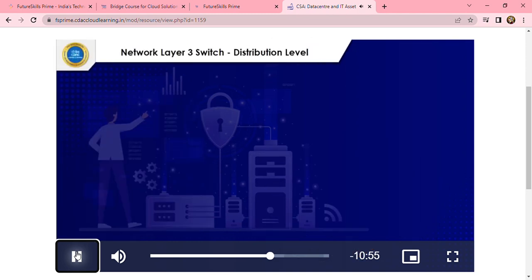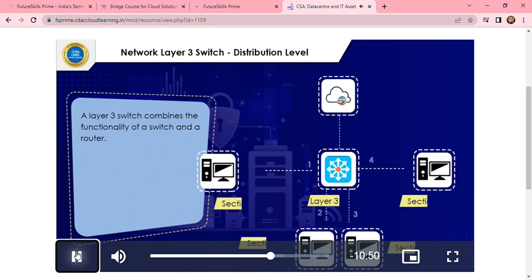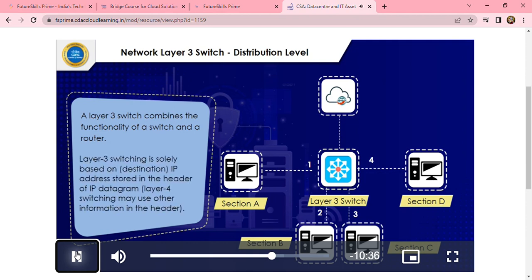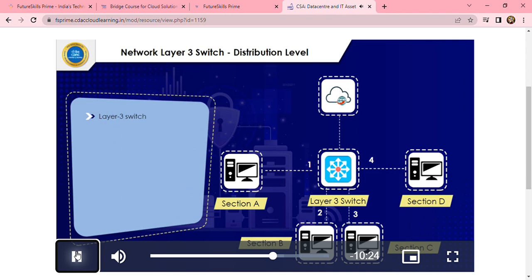Network Layer 3 switch, distribution level. A Layer 3 switch combines the functionality of a switch and a router. It acts as a switch to connect devices that are on the same subnet or virtual LAN at lightning speeds, and has IP routing intelligence built into it to double up as a router. Layer 3 switching is solely based on the destination IP address stored in the header of the IP datagram. Layer 4 switching may use other information in the header. The distinction of a Layer 3 switch is the way the device decides the route.